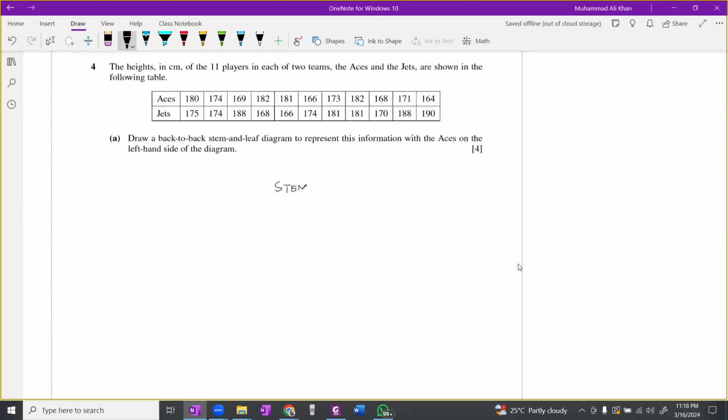स्टेम के लिए हमें कहां तक जाना है? स्टेम के लिए हमें जाना होगा बच्चों, 16 से लेकर 16, 17, 18, 19 तक. Now, here I'm writing jets and here I'm writing aces. Now, start करते हैं. इसको डायरेक्टली हम जरा चेक करते हैं.